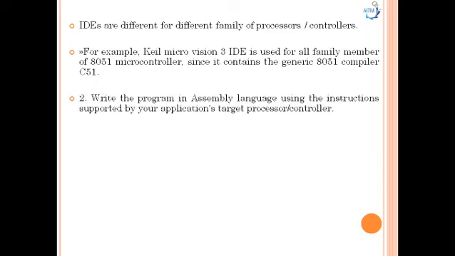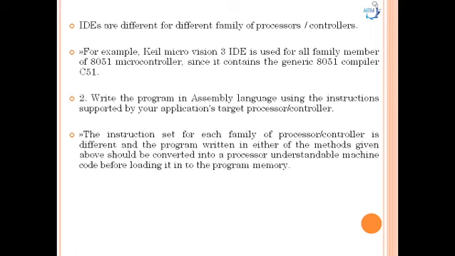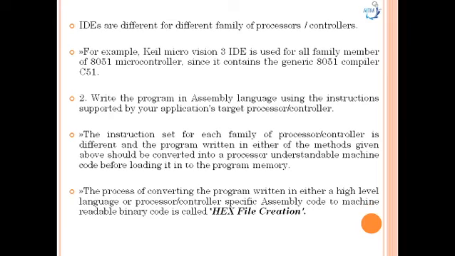And in the second method, writing a program in assembly language using the instructions supported by your application's target processor or controller. The instruction set for each family of processor or controller is different, and the program written in either of the methods given above should be converted into processor understandable machine code before loading it into the program memory. The process of converting the program written in either high-level languages or processor or controller specific assembly code to machine readable binary code is called HEX file creation.